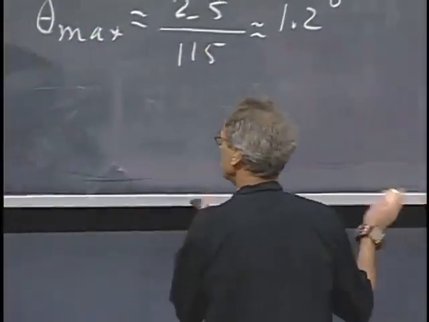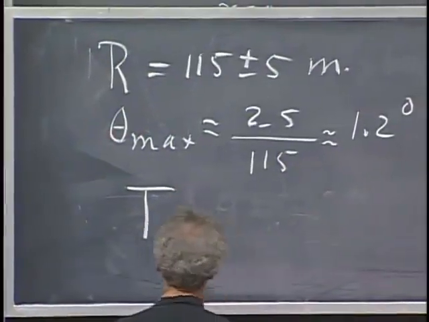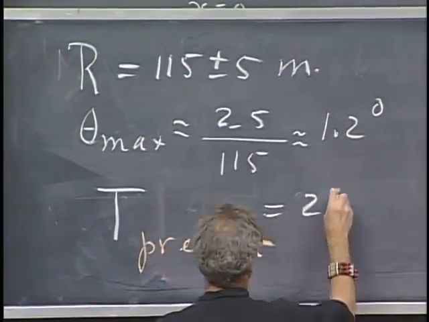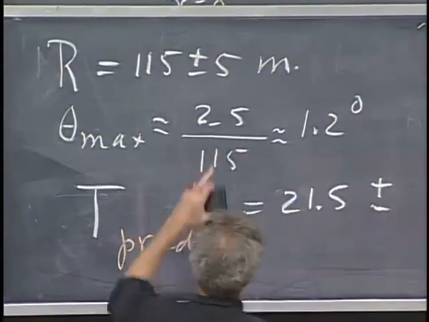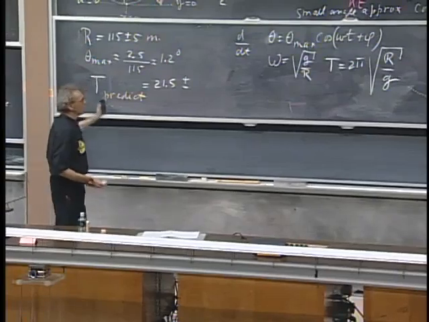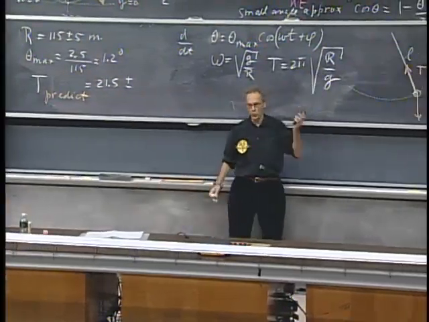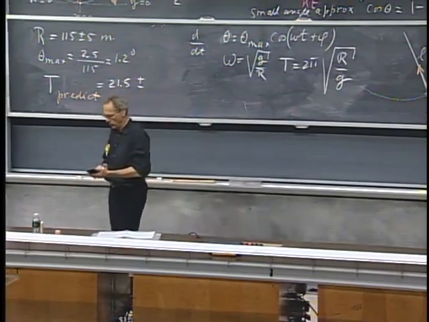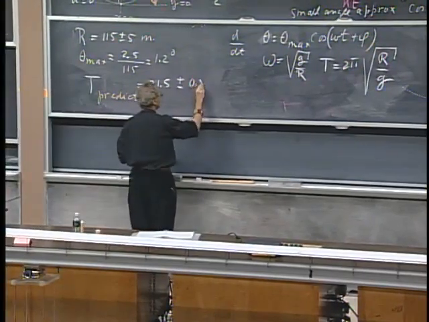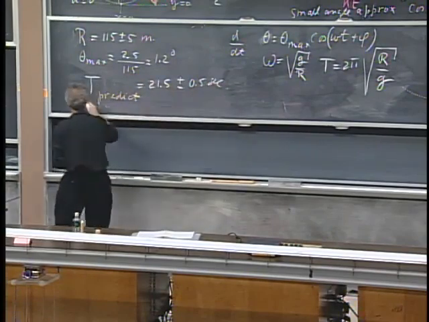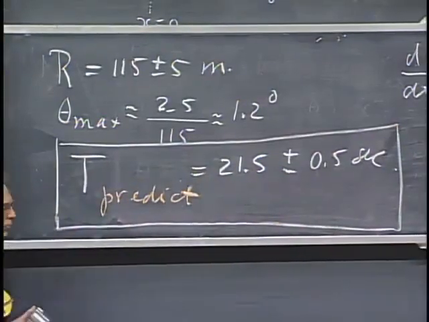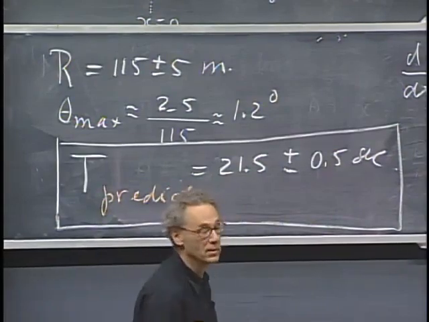21.5. T, and this is a prediction, equals 21.5. The uncertainty in r is about 4.3%. Since we have the square root of r, that becomes 2.2%. So if I multiply that by 0.022, I get an uncertainty of about 0.47. Let's call this 0.5 seconds. So this is a hard prediction of what the period of an oscillation should be: 21.5 plus or minus a half second.